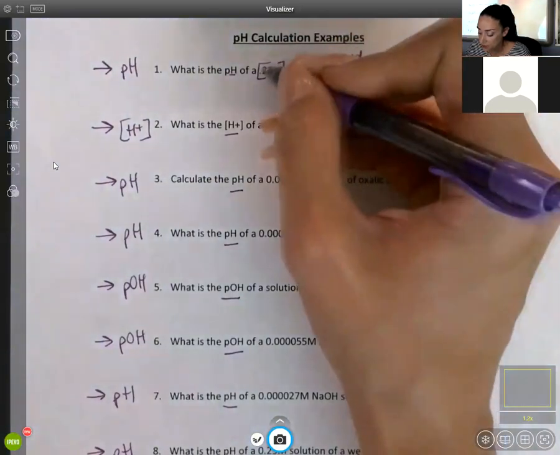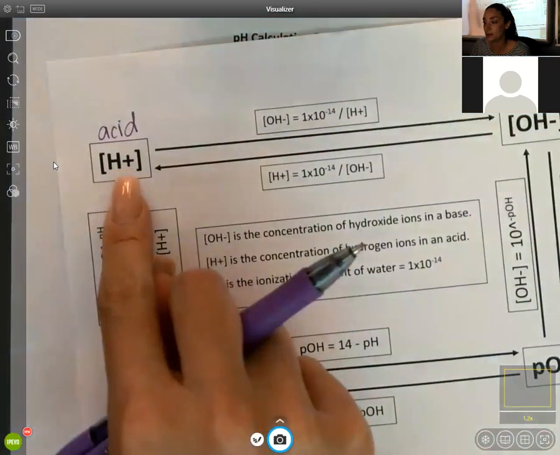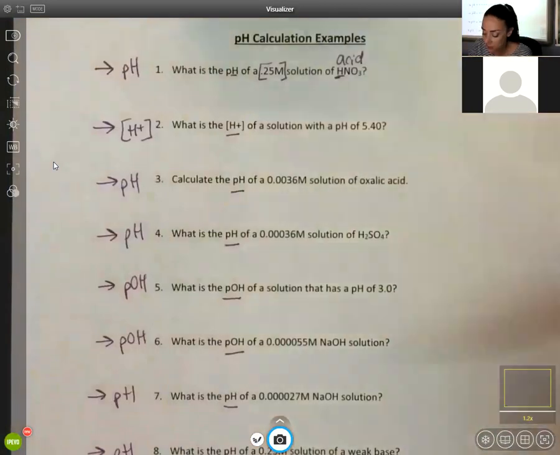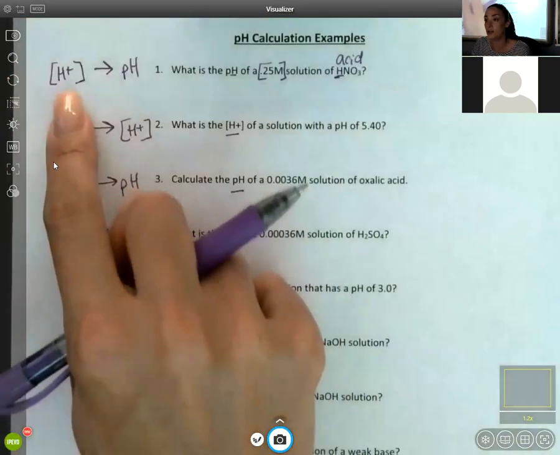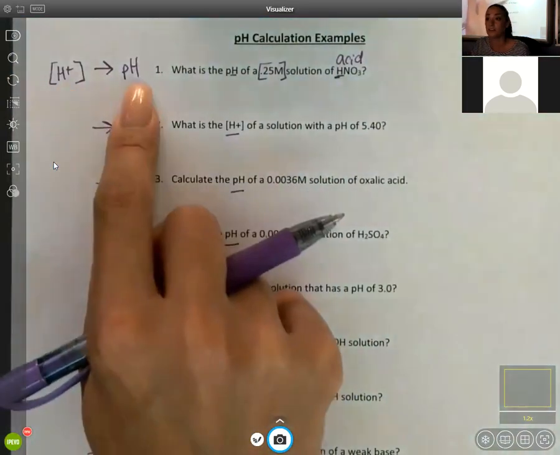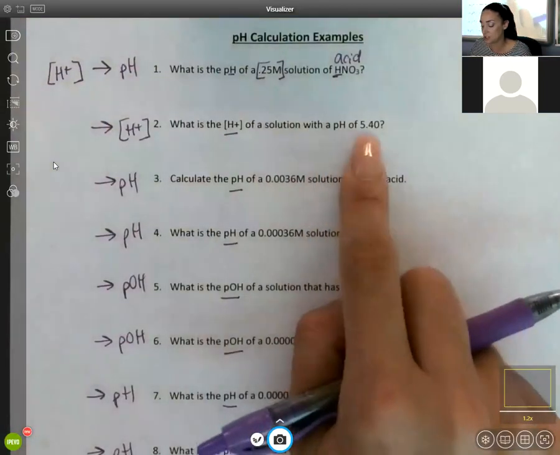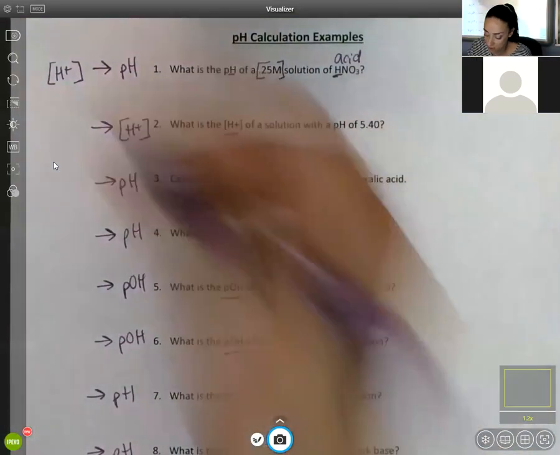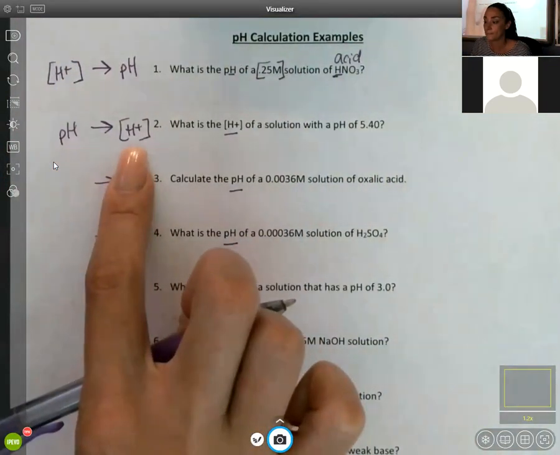So I'm given the concentration of an acid. Okay, remember that's the H positive. So that's where I'm starting on my chart. I'm starting at H positive. This is what I know, and this is what I'm trying to figure out. So what do I know here? I know the pH is 5.40. So I'm starting with pH, and I'm trying to figure out the H.